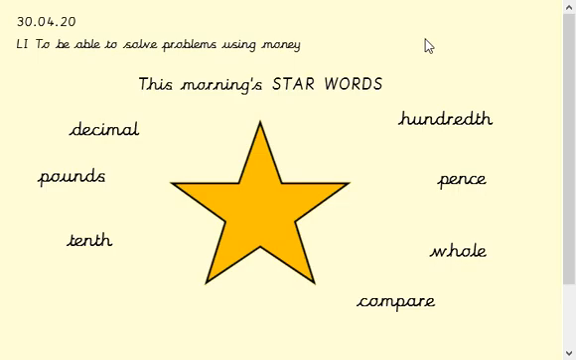Okay, our learning intention this morning is to be able to solve problems using money. So we're going to take the knowledge and everything that we've learned so far this week, and we're going to try and use it and apply it to solving problems this morning. Our star words would be decimal, pounds, tenth, compare, whole, pence, and hundredth.